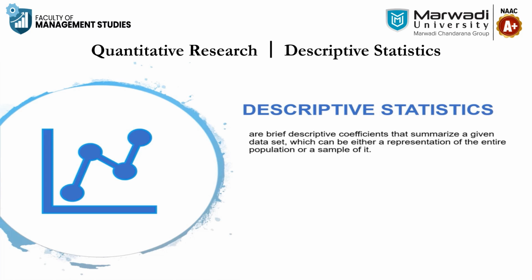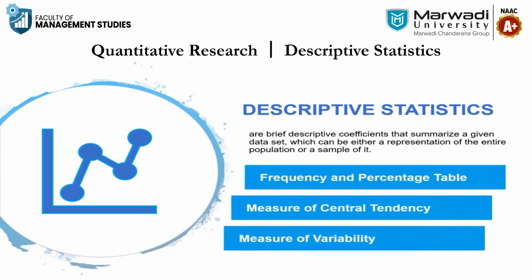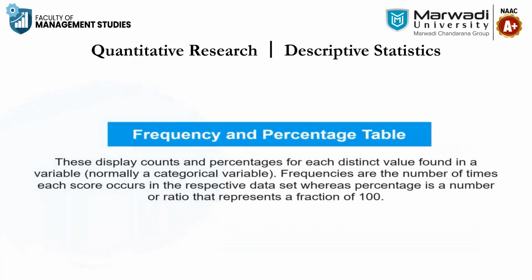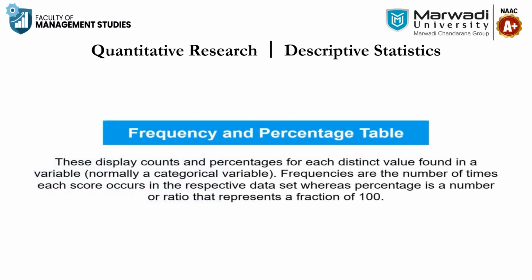We will be discussing some of the most commonly used descriptive statistics in quantitative research: frequency and percentage table, measure of central tendency, and measure of variability. Let's start with frequency and percentage tables. This displays counts and percentages for each distinct value found in a variable, normally a categorical variable.